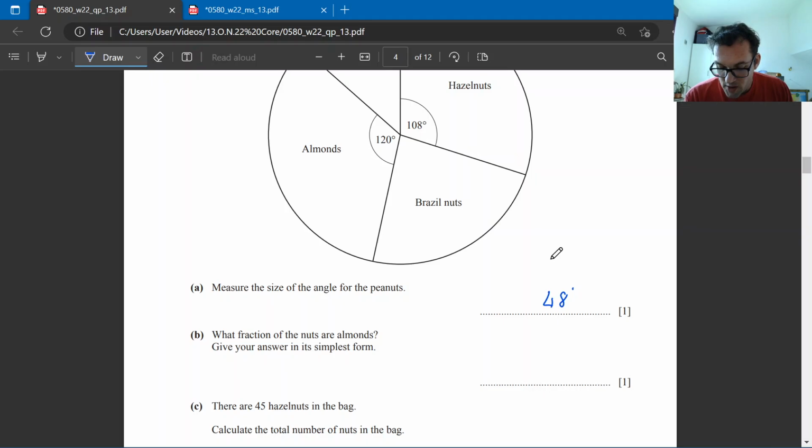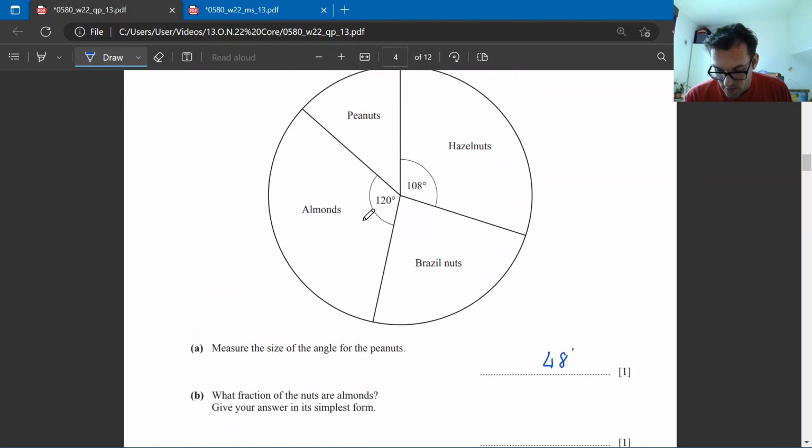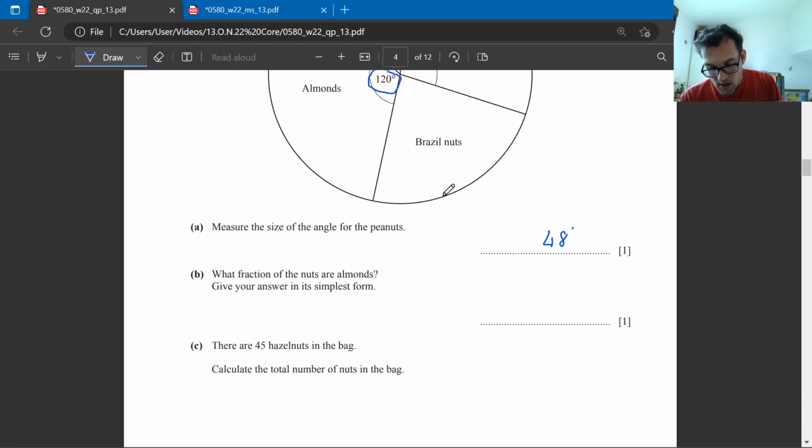What fraction of the nuts are almonds? So what information do we have? Well, we know that 120 degrees, that's the information we have of almonds. 120 degrees out of how much? How much is a circle?